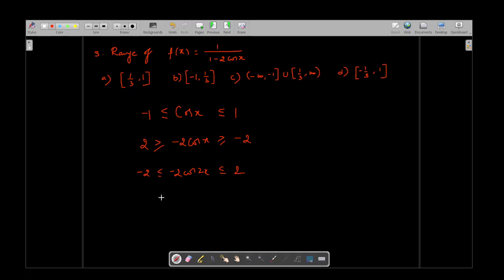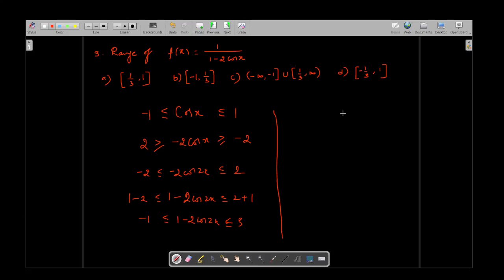Then I have to add 1 to it. So 1 minus 2 cos 2x: 1 minus 2 is minus 1, and 2 plus 1 is 3. So minus 1 is less than or equal to 1 minus 2 cos 2x, which is less than or equal to 3. So the range of 1 minus 2 cos 2x is between minus 1 and 3.